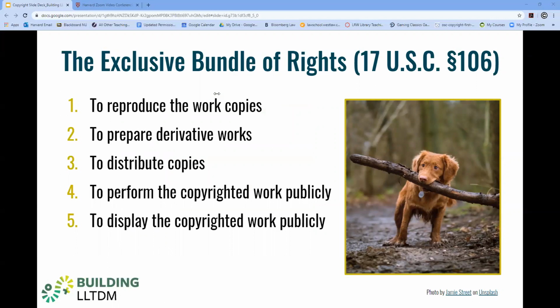So when a work is created and fixed, these creators automatically get this exclusive bundle of rights. These are the right to reproduce the work, to prepare derivative works, to distribute copies, to perform the copyrighted work publicly, and to display the copyrighted work publicly.